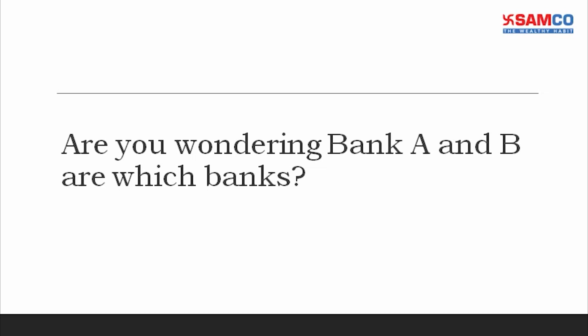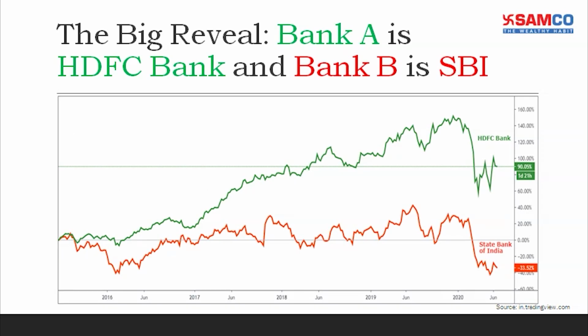Yes, you are right. Bank A, which gave a CAGR of 14% over the 5 years, is the private sector lender HDFC Bank, and Bank B, which has given a negative CAGR of 8% over 5 years, is the largest and the oldest bank of India, State Bank of India. Generally, there is a stark difference between private sector banks and public sector banks. The major one being, public sector banks usually have higher NPAs of 2% and above, while NPAs of private sector banks are within the range of 0-2%.